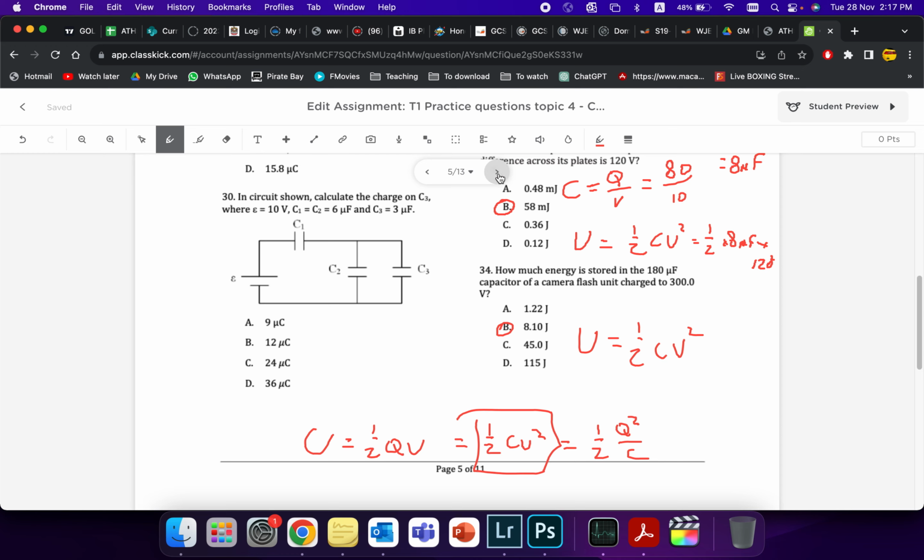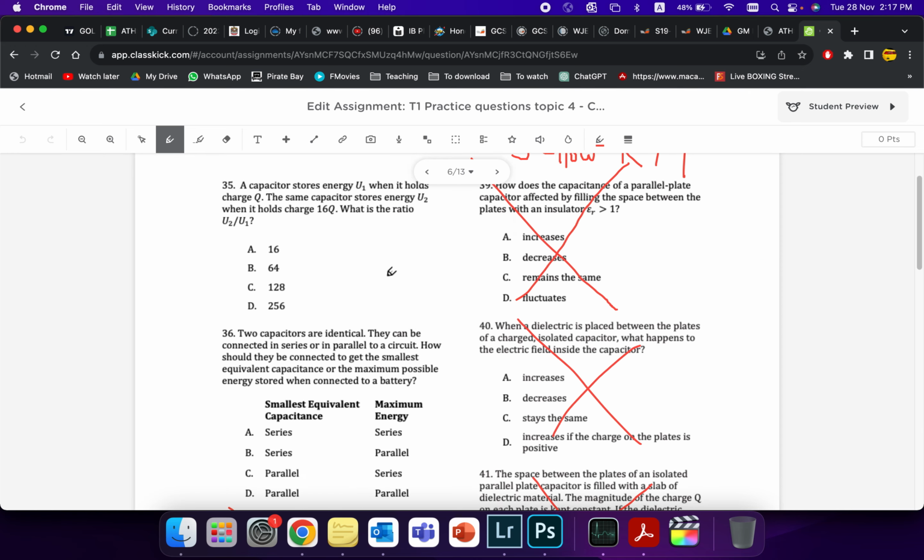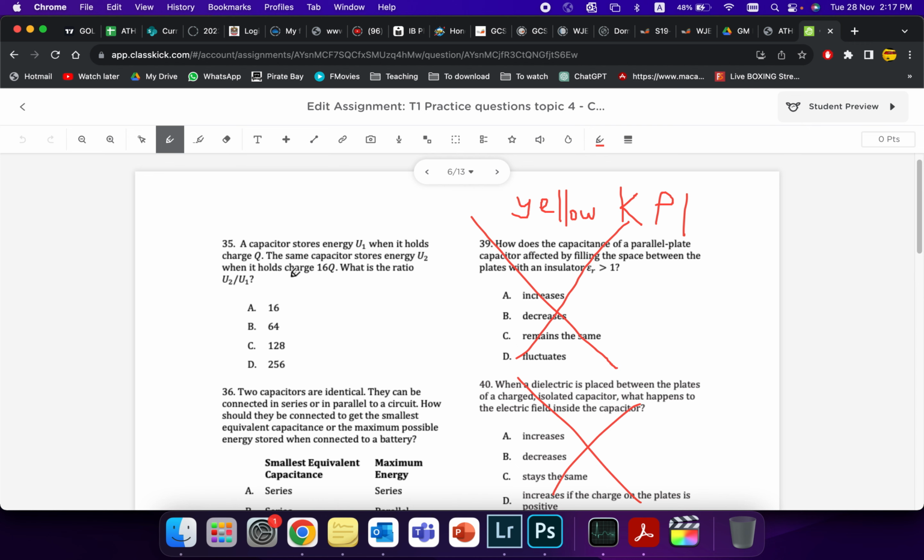Okay. So there's a couple more. The rest of these have just been cancelled, so I'm going to ignore them. I'll just quickly do these two, and then we'll be done with this lesson. A capacitor stores this when it holds this charge. The same capacitor stores this when it holds that charge. What is the ratio of the energy stored?